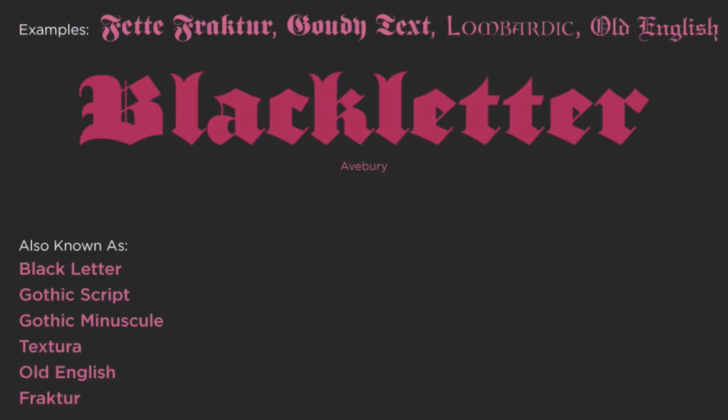Of all the type classifications, Blackletter has the most alternate names. It's sometimes written as two words, black letter, and Gothic script, Gothic minuscule, and textura, and sometimes erroneously referred to as Old English and fracture, both of which are types of Blackletter and the names of specific Blackletter typefaces.